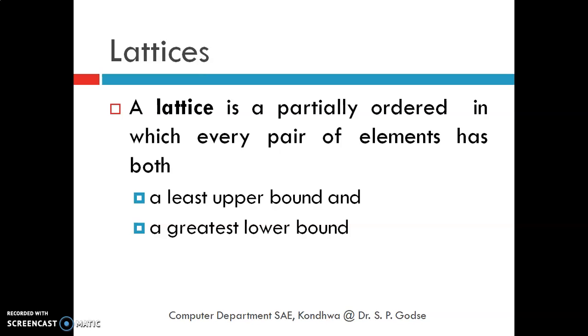Now lattice. Based on whatever definitions we have seen about upper bound, lower bound, greatest lower bound, and least upper bound, a lattice is nothing but a partial order in which every pair of elements has both a least upper bound and a greatest lower bound. Then it is called a lattice. Means in a given coset, if every pair of elements has both a least upper bound and a greatest lower bound, then it is called a lattice.